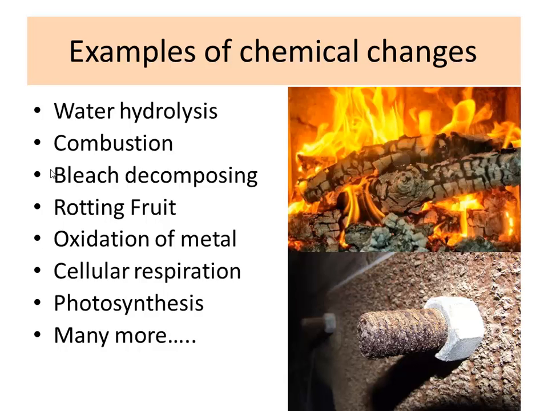Rusting or oxidation of a metal, cellular respiration, and photosynthesis were two that you guys talked about in biology. And there's a lot more examples of chemical changes, and we're going to talk about a lot of those in chemistry, as well as some physical changes too. Chemistry being a physical science. So you don't have to copy all these, just one or two.